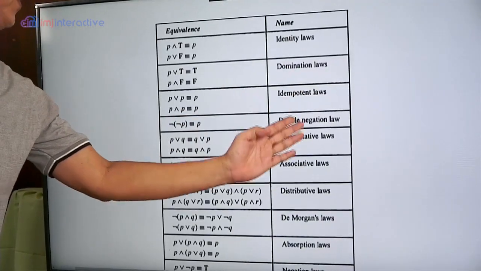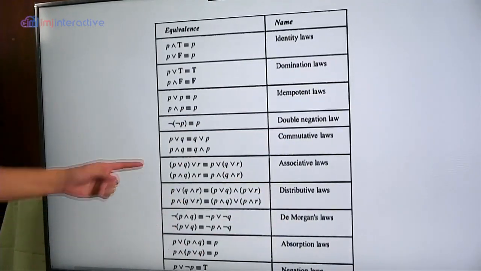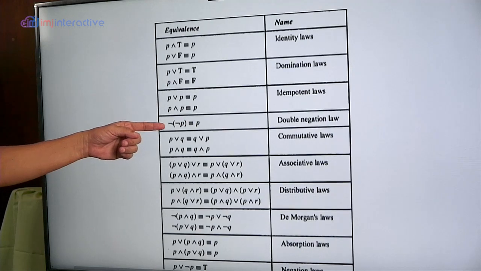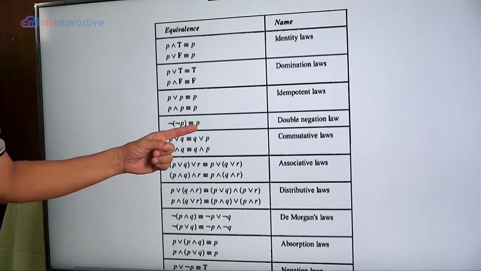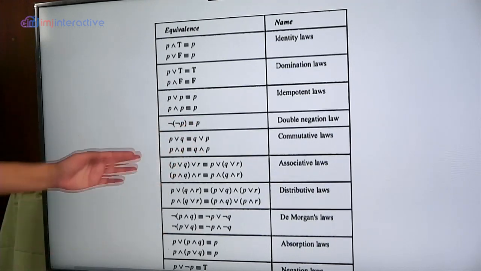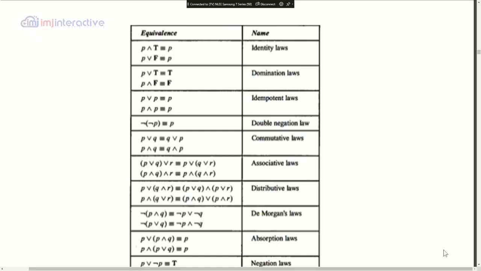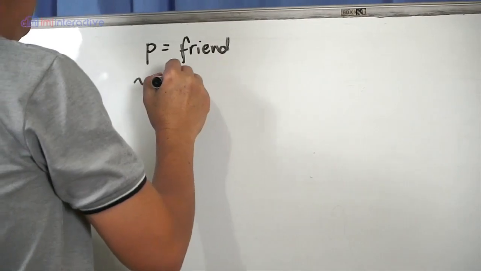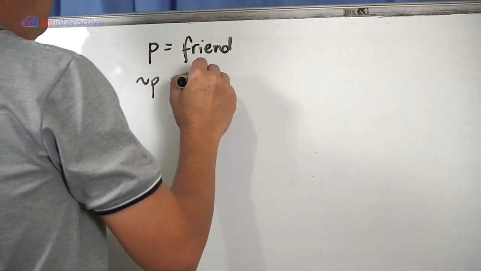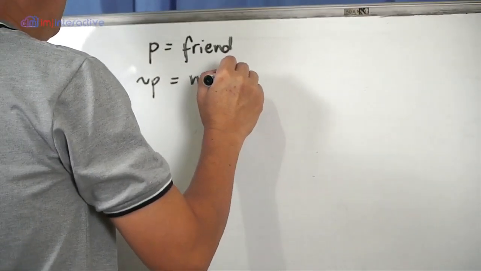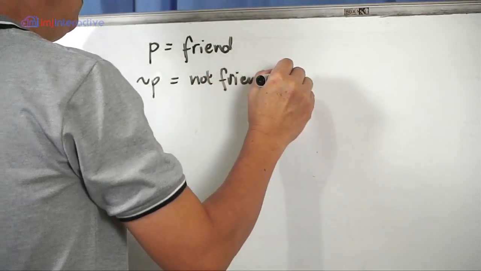And you have a name for each. This is known as the law of double negation. Not not P is P. How are we going to explain this in simple terms? An example of not not P is P is this statement. P, Fred. Not P, not Fred.